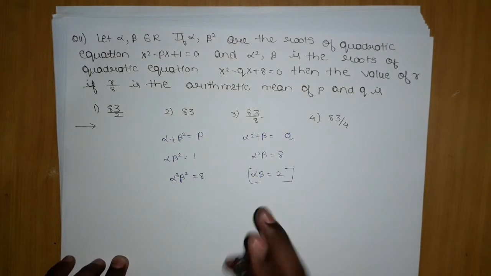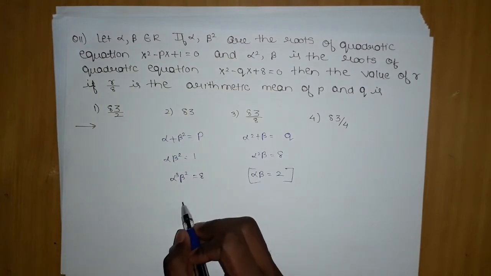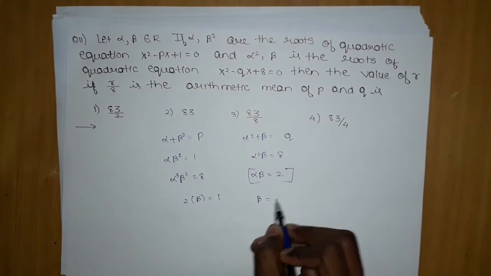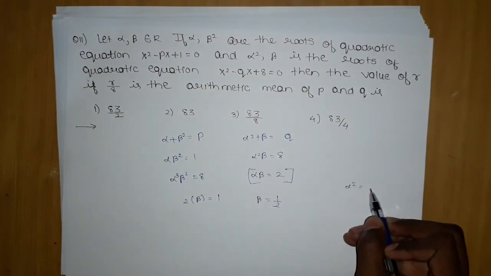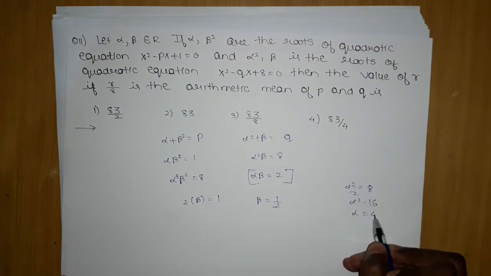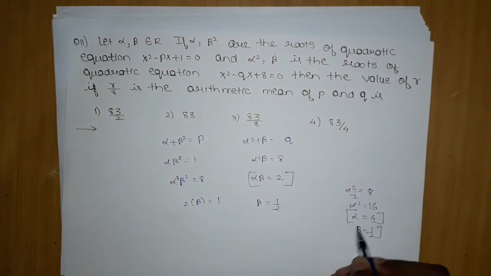After getting this, I can substitute alpha beta here, which will give me 2 into beta equals 1, so beta equals 1 by 2. If I have beta, can I get alpha square here? Yes, this will become alpha square into 1 by 2 equals 8. This will become alpha square equals 16, giving me alpha equals 4. So I got alpha equals 4, beta equals 1 by 2 as my values.